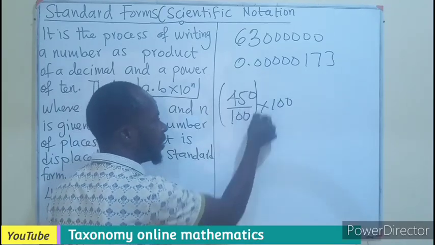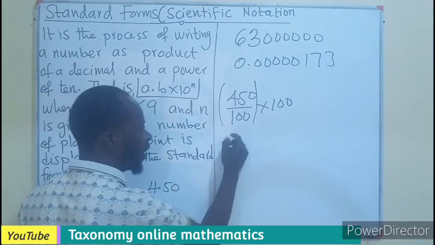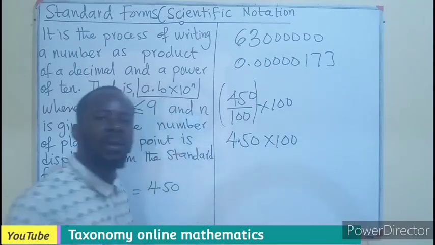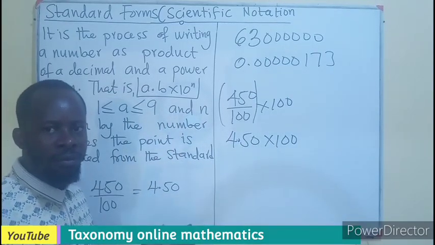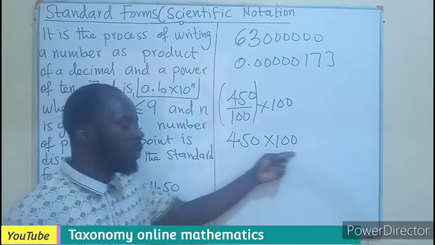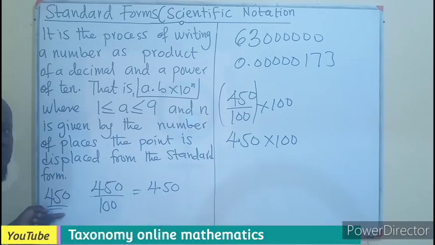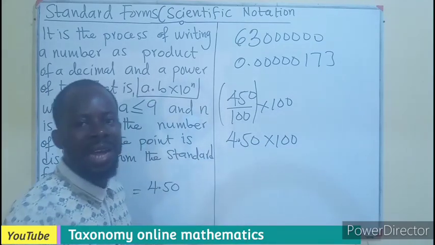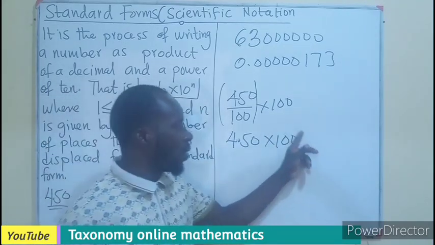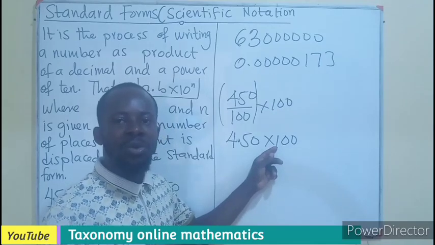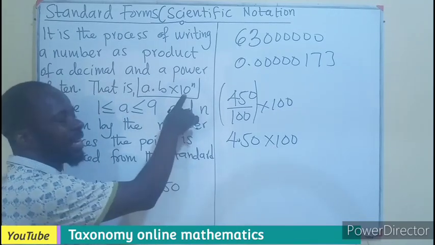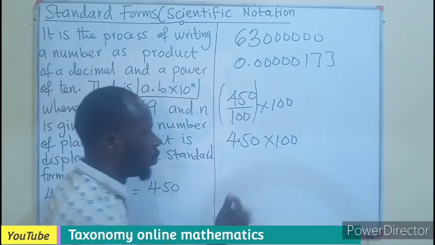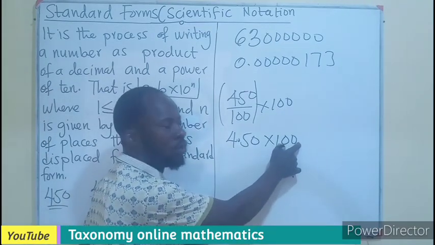It means in this case, I can replace this, which is the same as this, with 4.50 times 100. You see, I've not changed anything. This value here is the same as 450. This value here is the same as 450 over 100 times 100. But we also know that 100 can be written as a power of 10, 10 exponent a value or an integer. So this is going to be 10 exponent 2.